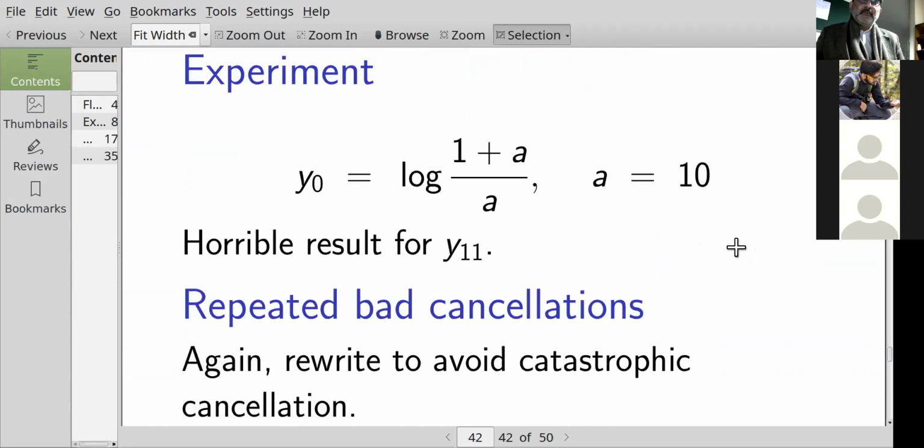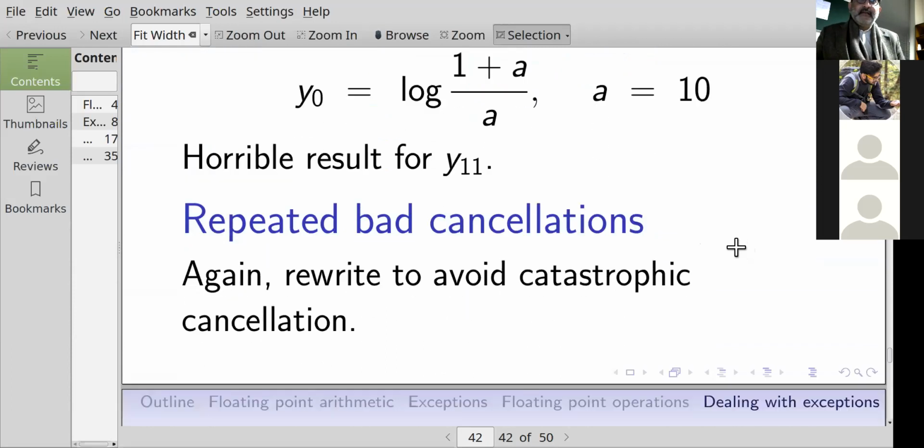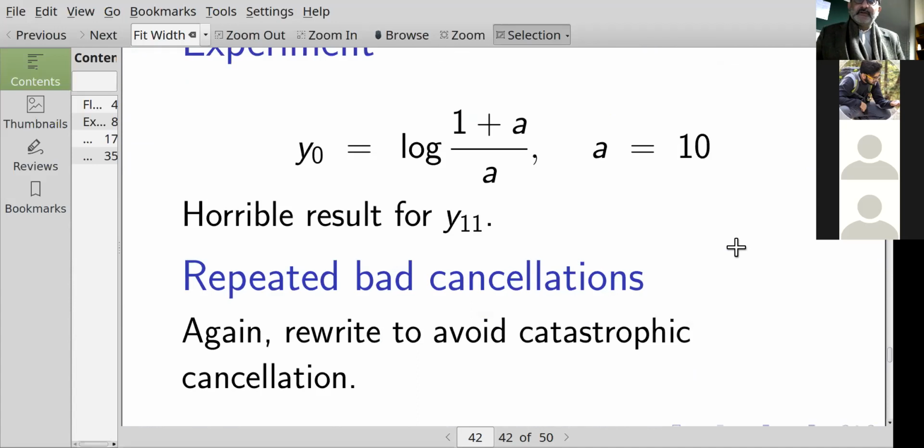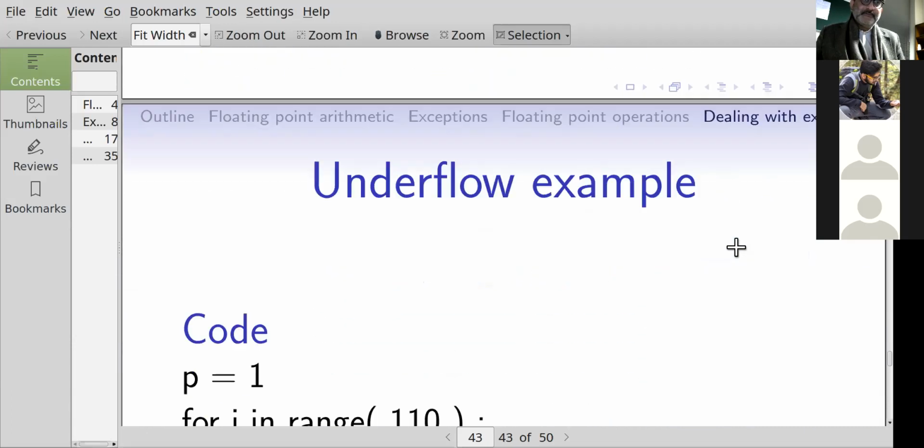Okay. And eventually by y11, you will get repeated bad cancellations. Okay. And again, we want to rewrite things in order to avoid catastrophic cancellations. So once again, back to the question of subtractions. And you remember we had a theoretical discussion about the relative errors that can occur with subtractions. We have this issue that some cancellations are bad, and you want to try to avoid those.